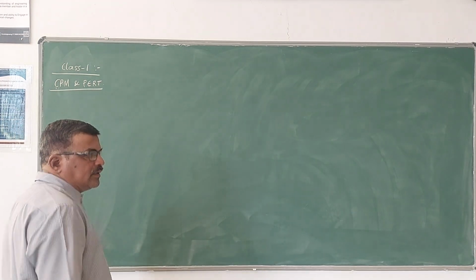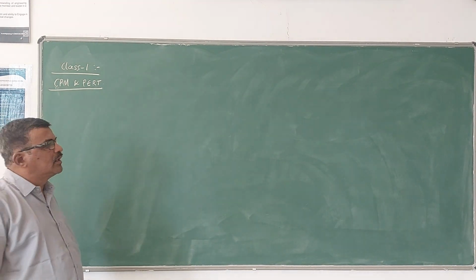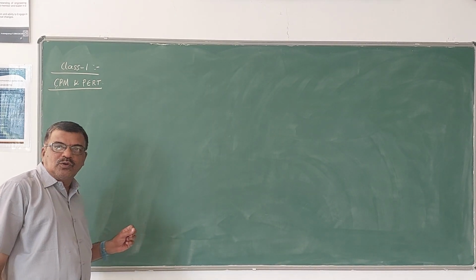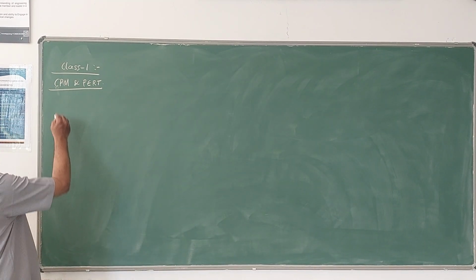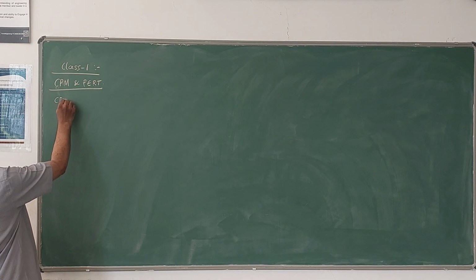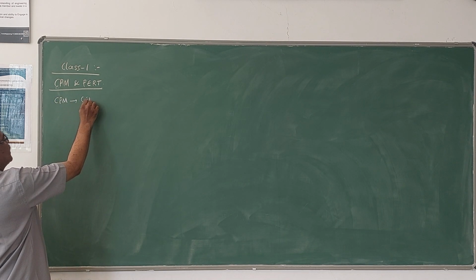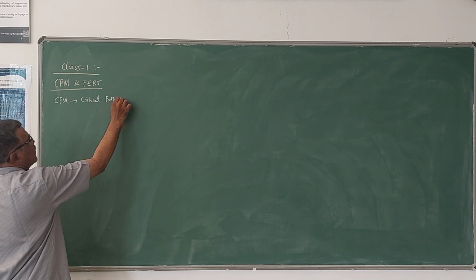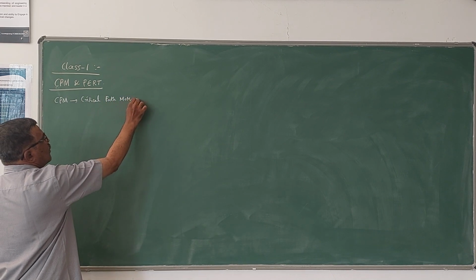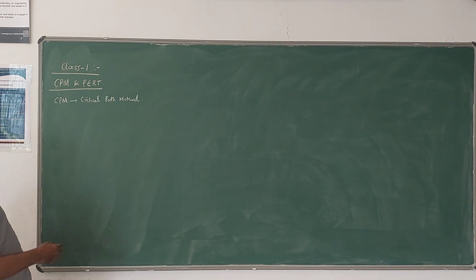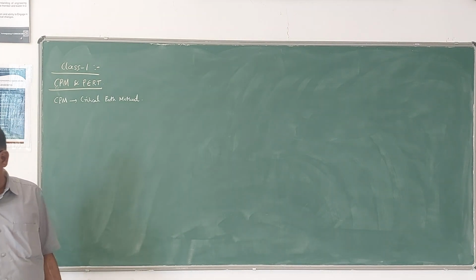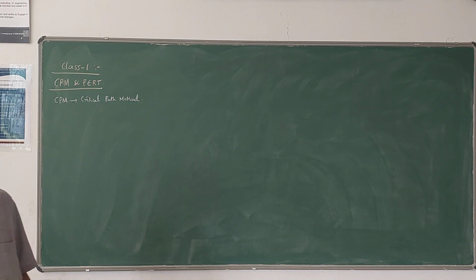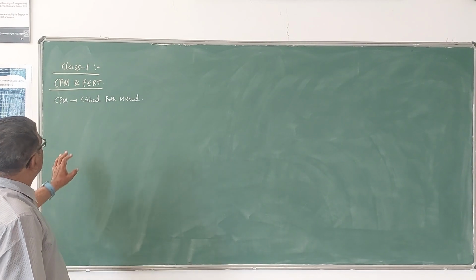In this class, we will discuss project management aspects. Two aspects are there. One is CPM, critical path method. Another one is PERT. So here, first we will discuss the critical path method.